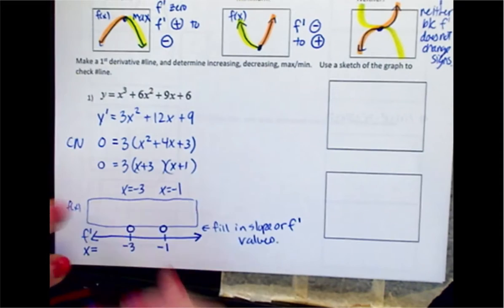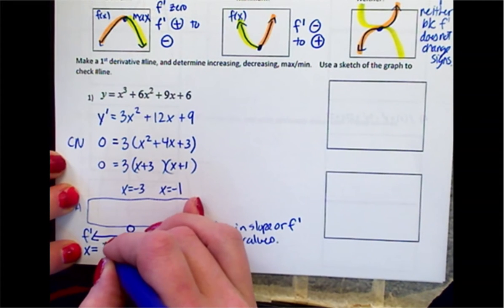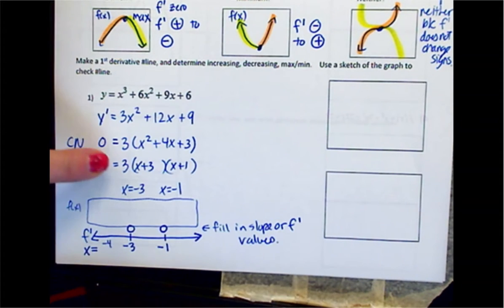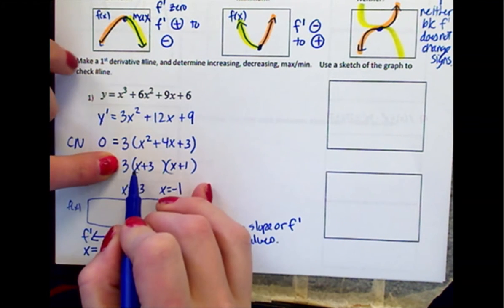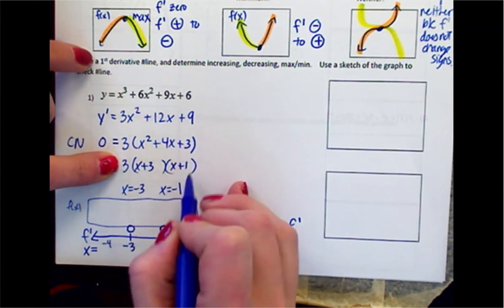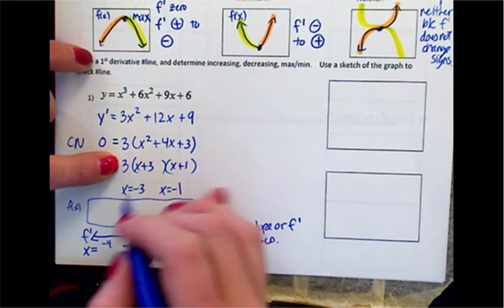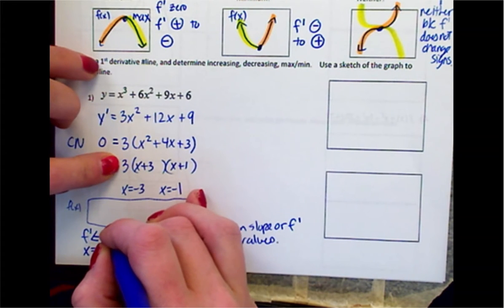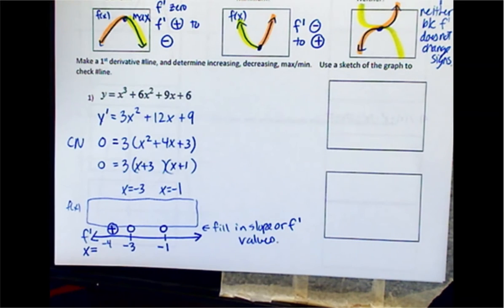Okay? I don't have a calculator. You guys do. So let's go ahead and let's plug in negative 4 and see what we get. 3 times negative 1 times negative 3 is positive. Positive. I don't actually need the number. I just need the sign.